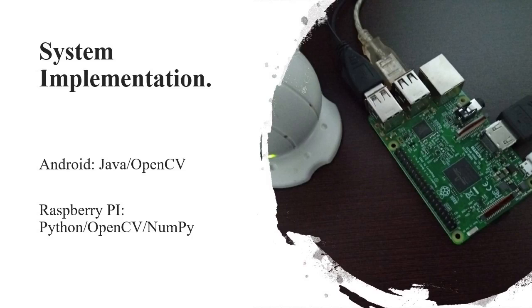The Android version of the system was implemented in Java and uses the OpenCV library for image processing. The embedded version, which runs in the Raspberry Pi platform, was implemented in Python using OpenCV and NumPy. On the right, you can see the setup used for the Raspberry Pi, using a webcam as input for the tracker.